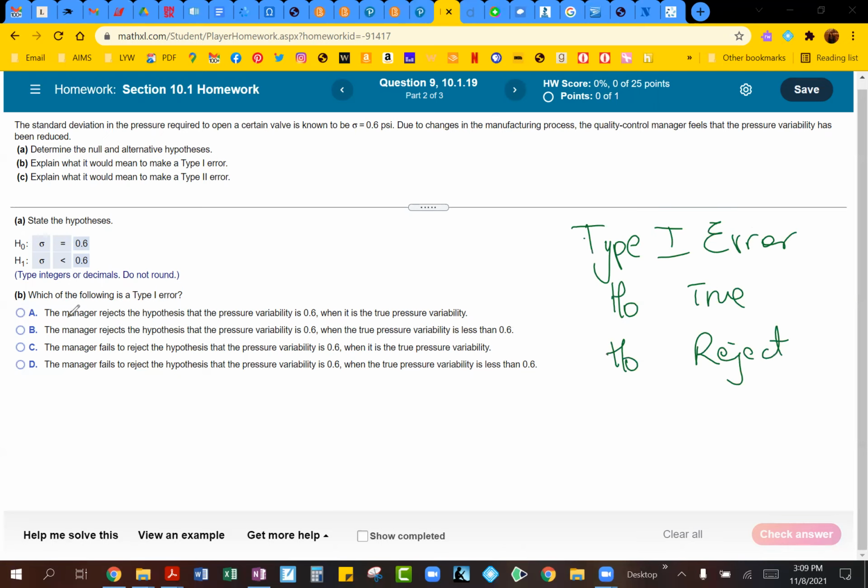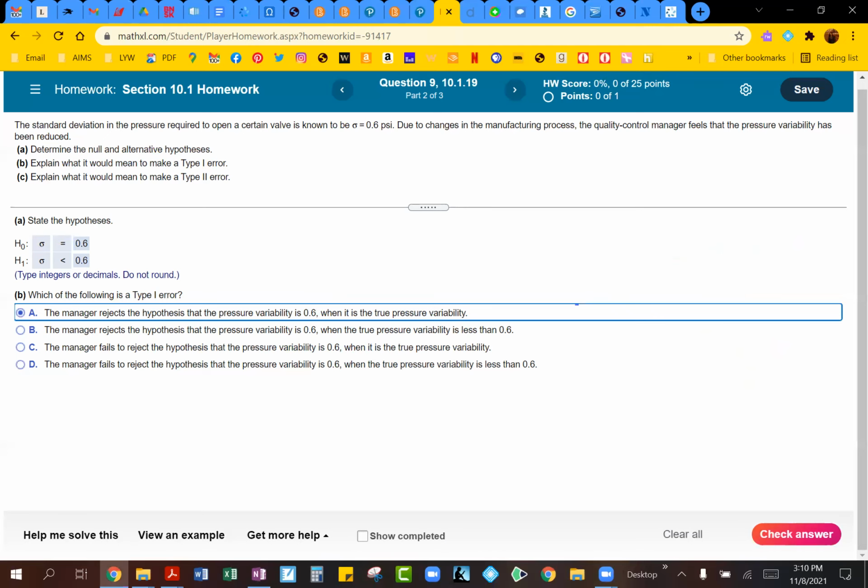If you look at that first statement, it says the manager rejects the hypothesis that the pressure is 0.6 when it is the true pressure variability. There's no question of less than, because in your null hypothesis we have set it to equal to and not less than. So in this case you are rejecting the null hypothesis, which means you're not going with fail to reject. It's got to be one of the two rejects, and then you have to see how they have worded the statement. So in this case, it should be that it is the true pressure variability.